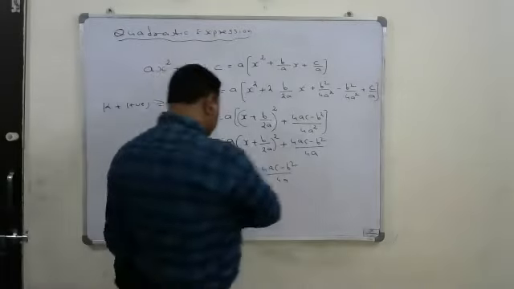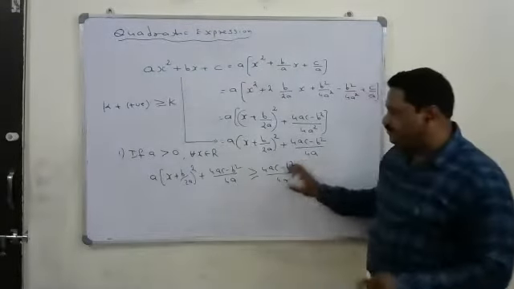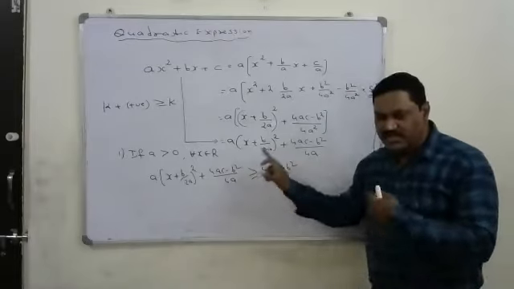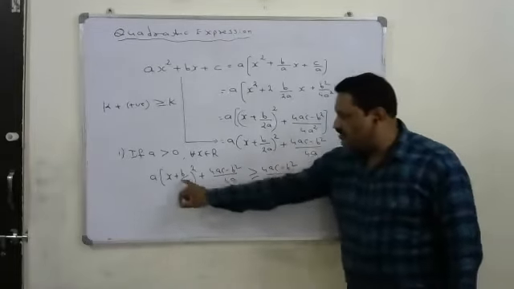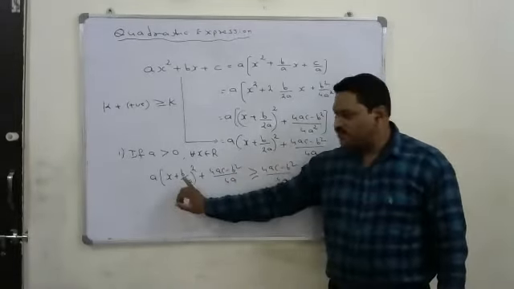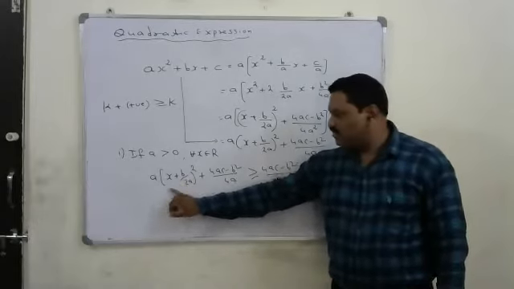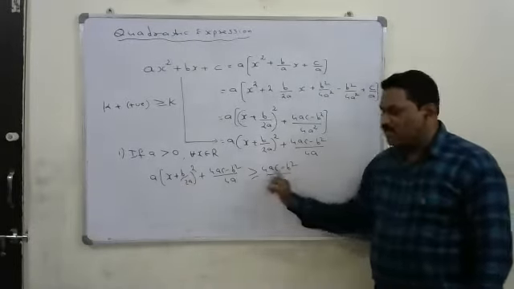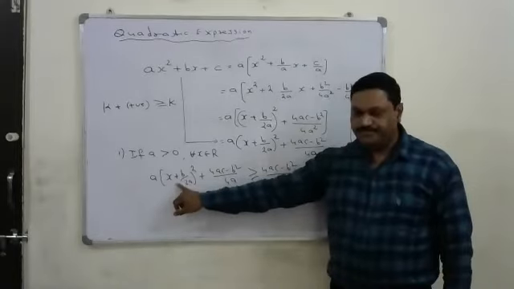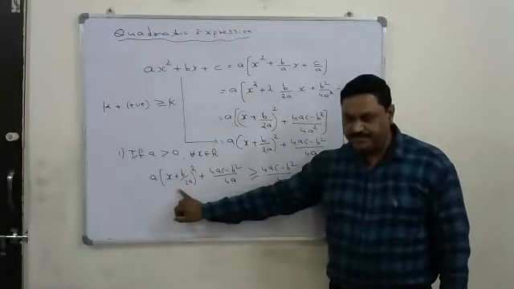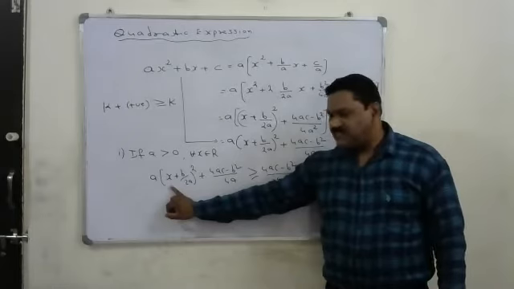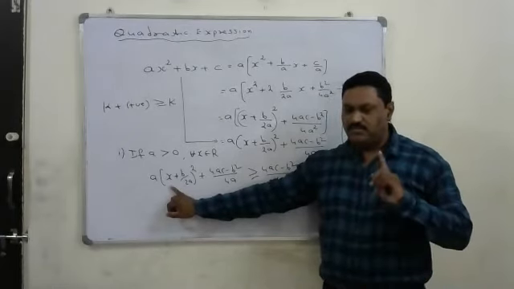Understand? So this expression is equivalent to this when this term is 0. Suppose this term is 0, then this is equivalent to this. When does this term become 0?